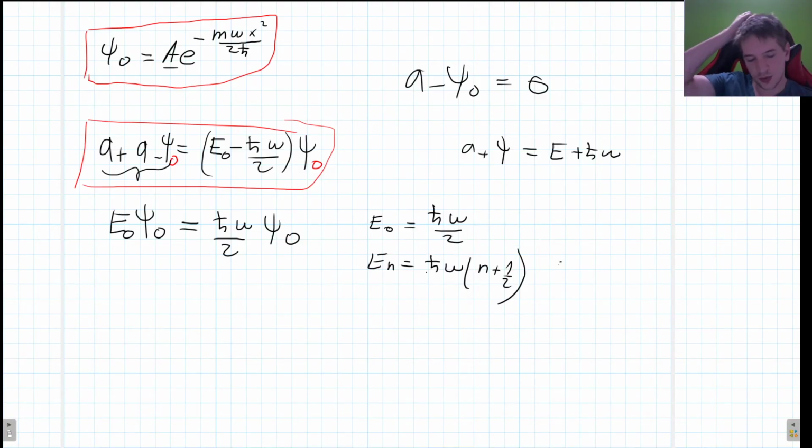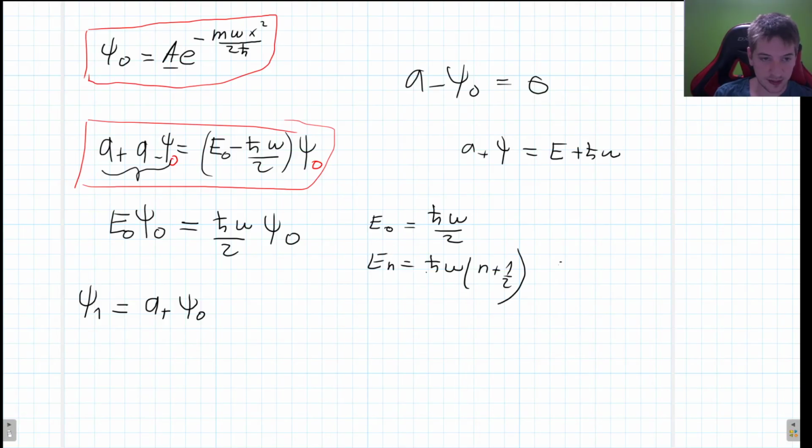Sure, we had to go through that weird thing in the middle where we didn't really know what we're doing, why are we doing this. But as you can see, once we get to this, it's really easy to do it. And now we can find any wave function we want. Let's say we want to find psi 1. Psi 1 is just going to be the raising operator acting on psi 0.